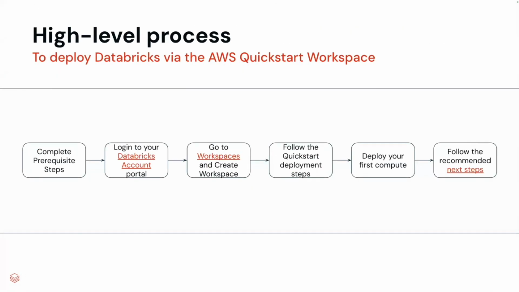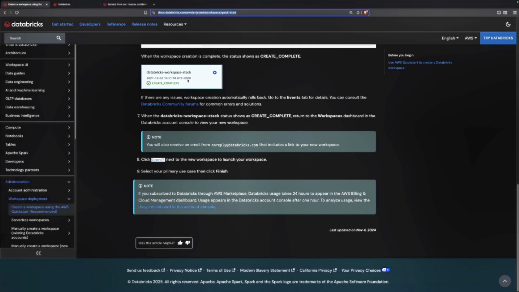So, what are the high-level steps that you would take to deploy an AWS Quick Start workspace? The first one is to complete the prerequisite steps that we just mentioned. Then you want to log into your Databricks account portal. You want to go to workspaces and create a workspace. Then you want to follow the Quick Start deployment steps, and then you're off to the races. Afterwards, we recommend following the next steps that we'll come back to.